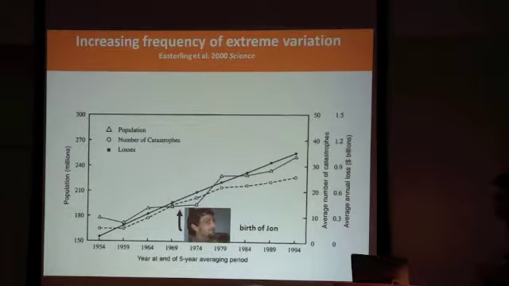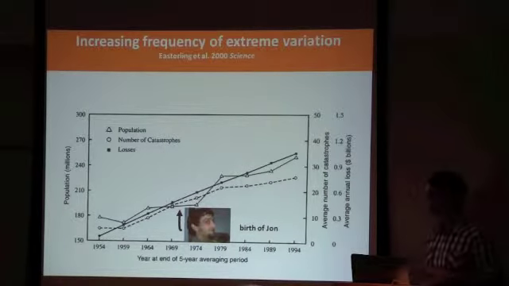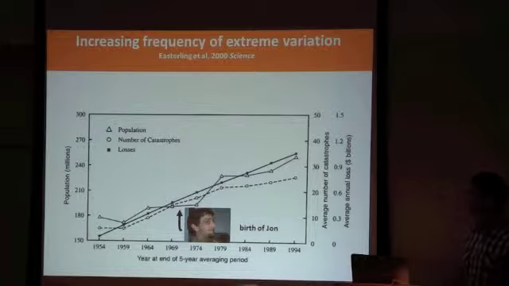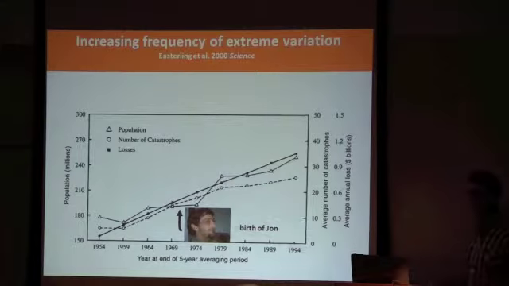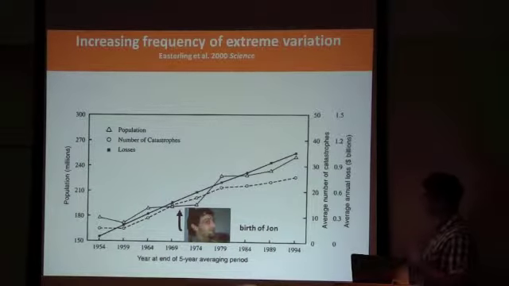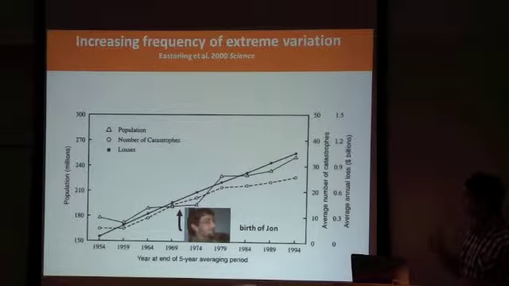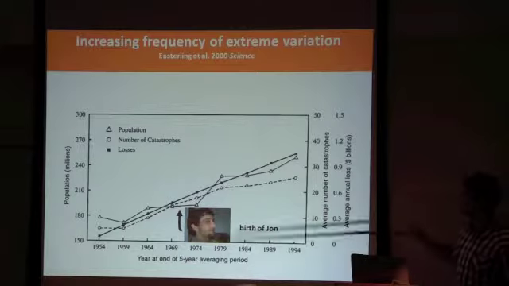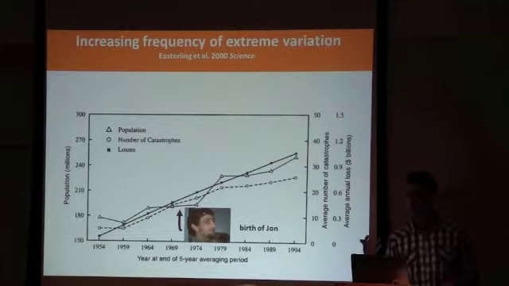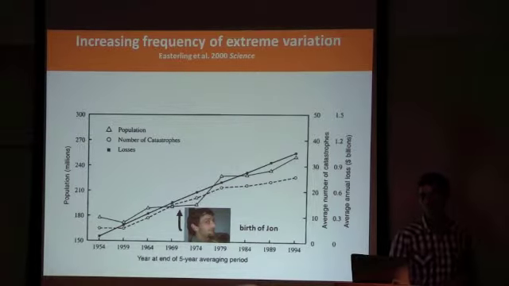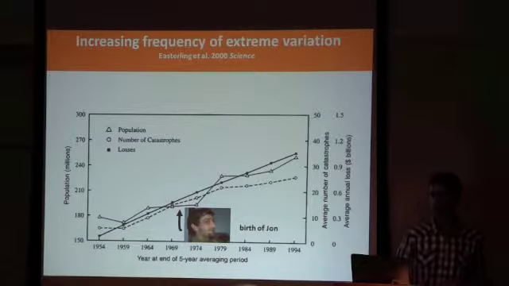The other is that the world is becoming a wilder and woollier place. Things are becoming more dramatic. The frequency of extreme events is going up. This is a plot for the US of the human population, the triangles, the number of weather-related catastrophes, big biblical events like floods and storms and hurricanes and tornadoes, all the kind of stuff you hear about. And then the financial losses as a result of those events. So the frequency of extreme variation at least is going up.